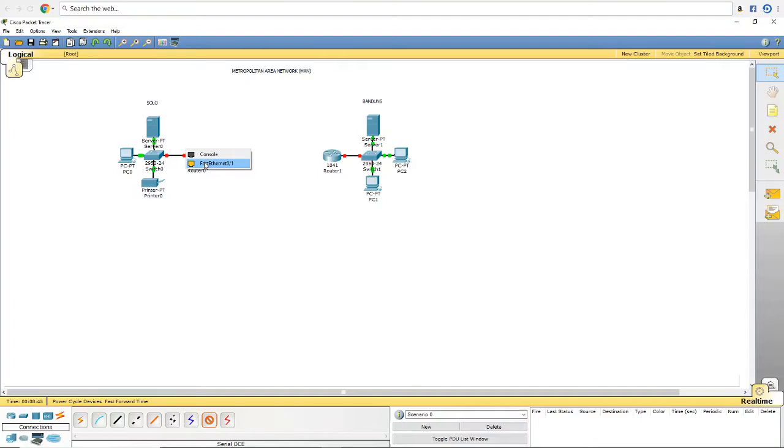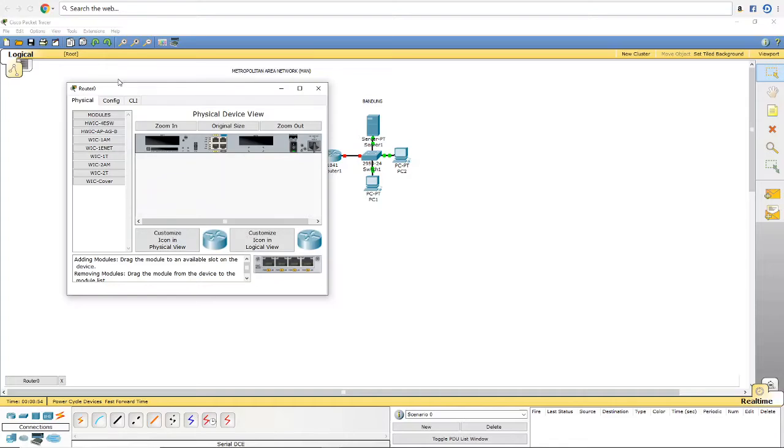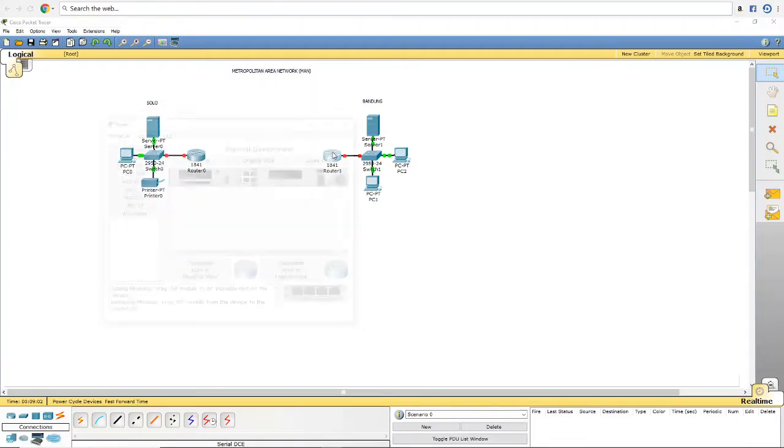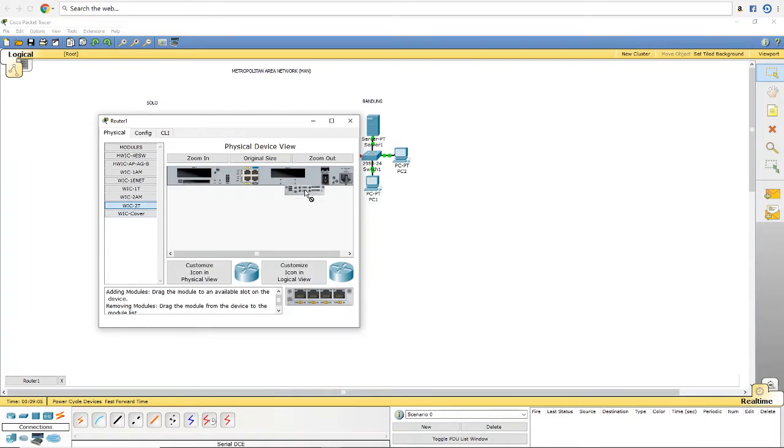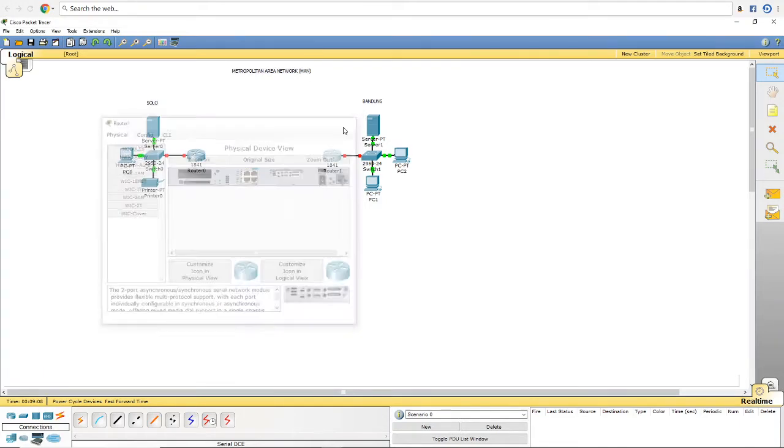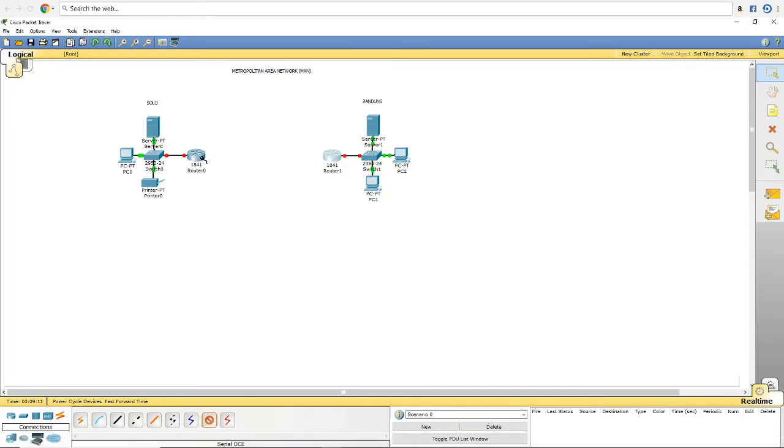Before connecting the serial cable in the router, we have to add a device in the router. The name is WIC2T. And then connect the two routers using serial DCE. I'm using serial 0/0/0 in router Solo and also serial 0/0/0 in router Bandung.